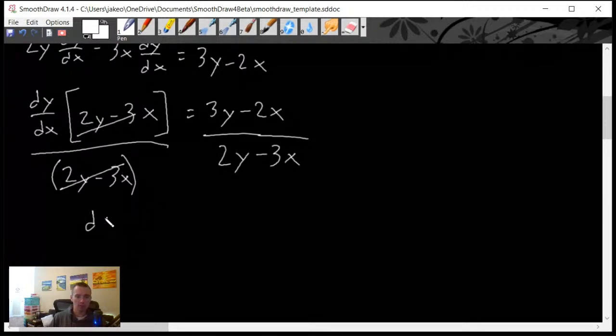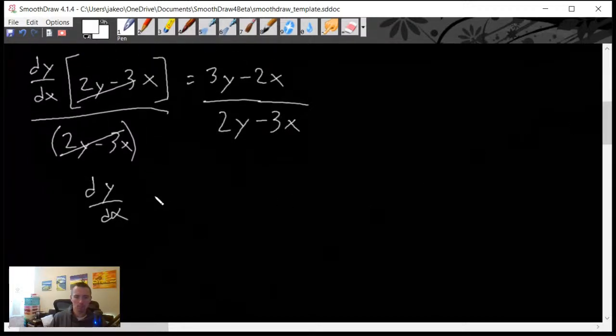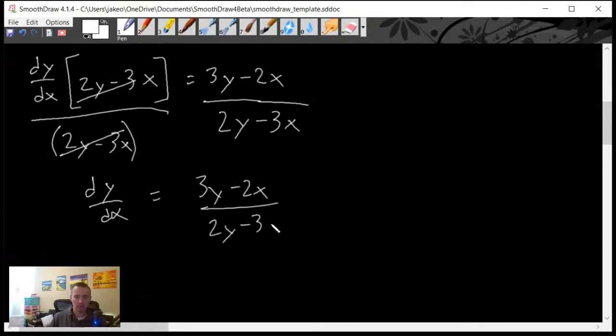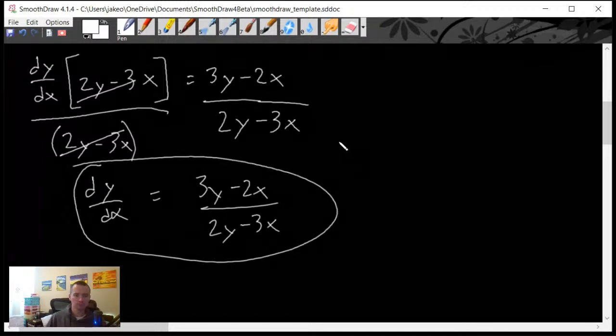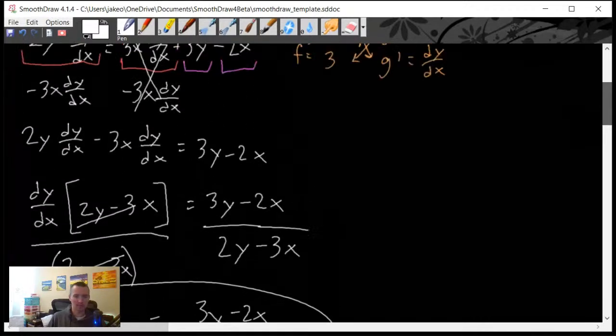And that's just going to leave us with dy/dx equals (3y minus 2x) over (2y minus 3x). So that's really it. Any implicit differentiation problem is going to follow that exact same process, those exact same steps.